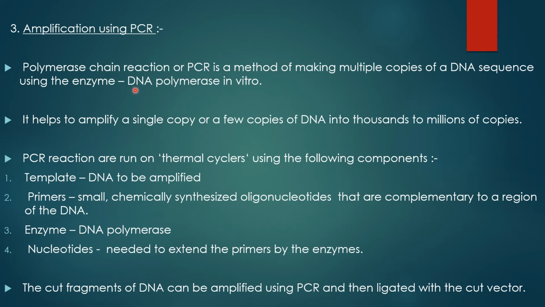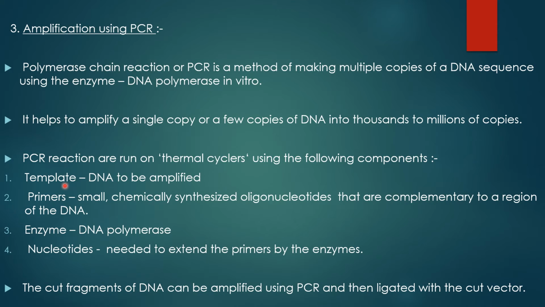Third, amplification using PCR. Polymerase chain reaction, or PCR, is a method for making multiple copies of a DNA sequence using the enzyme DNA polymerase in vitro. It helps to amplify a single copy or a few copies of DNA into thousands to millions of copies. PCR reactions are run on thermal cyclers using the following components.